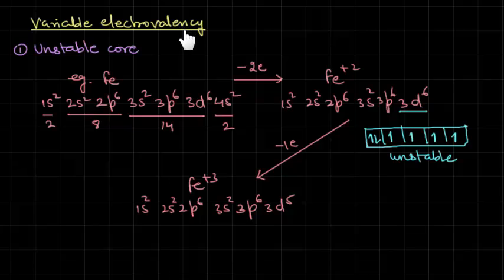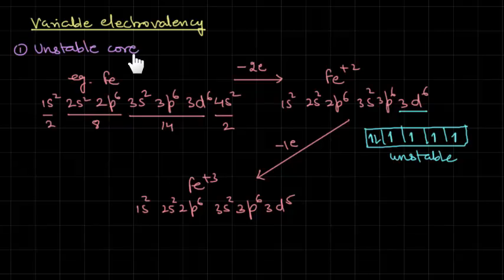Variable electrovalency. Till now we saw that electrovalency was just a static thing, but it does not always happen like that. Sometimes electrovalency is variable. In previous chapters we already saw that copper and iron have variable valencies. So how and why is it like that? The reason is unstable core.